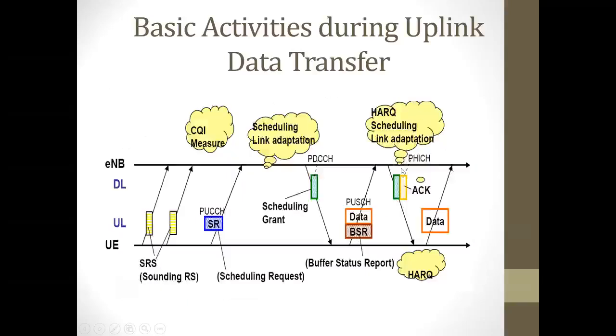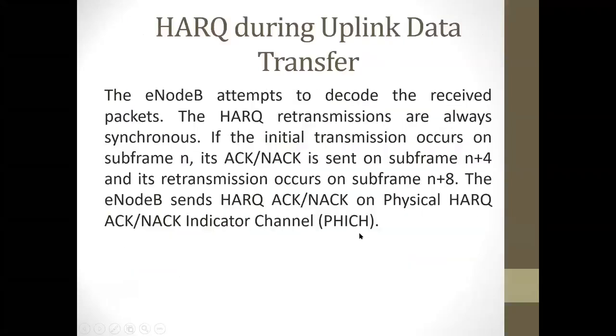So the eNodeB comes to know, and the eNodeB can decide how much data it should allocate. The eNodeB gets to know the buffer status for all different users. Accordingly, it will allocate resources to different people. So BSR does that.